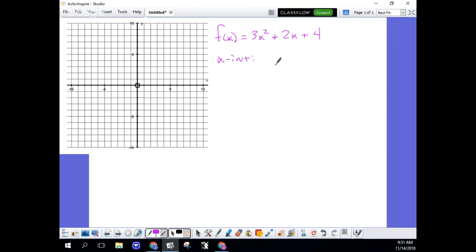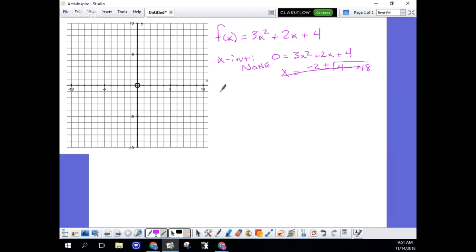So that's going to be 0 equals 3x squared plus 2x plus 4. So now I have to use the quadratic formula. X equals negative 2 plus or minus the square root of 4 minus 4 times 3 is 12 times 4 is 48. Yep, that's imaginary. So there's no x-intercepts.